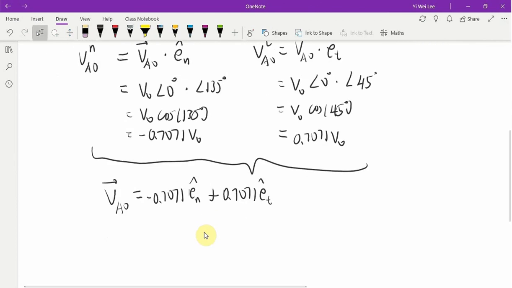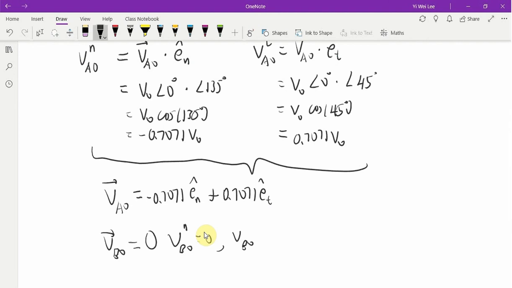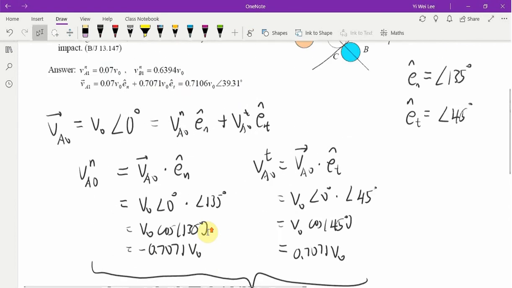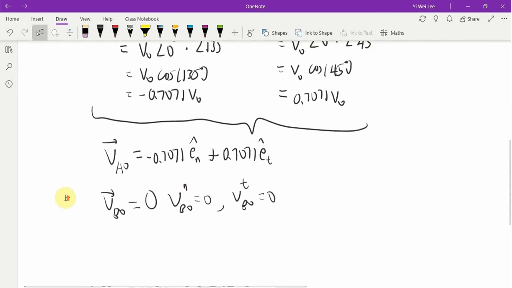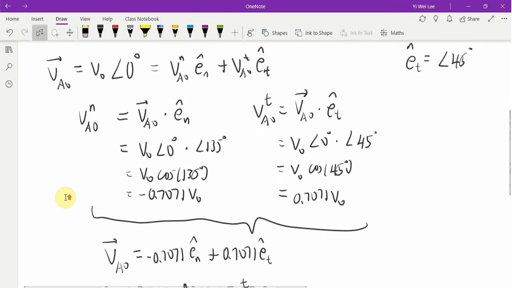Now how about VA1? How about VB? Let's do VB naught first. Please note VB naught is 0 before collision, so it's good for us. It means that VB naught N is 0. We can say that VB naught T is also 0, because the total velocity is 0, so no matter what component in any direction, it is also 0. This is a very big convenience for us. So we have already solved the before collision situation.